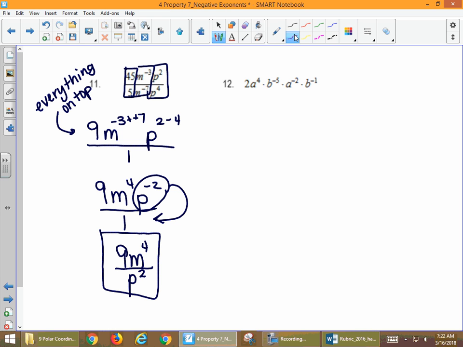Last example of the unit. Group everything together. Put your like bases next to each other. So I'm going to put a to the fourth and a to the negative second next to each other. I'm going to put b to the negative fifth and b to the negative first next to each other. And then I'm going to go back and make sure I got all my pieces. 2, a to the fourth, a to the negative second, b to the fifth, b to the negative first.